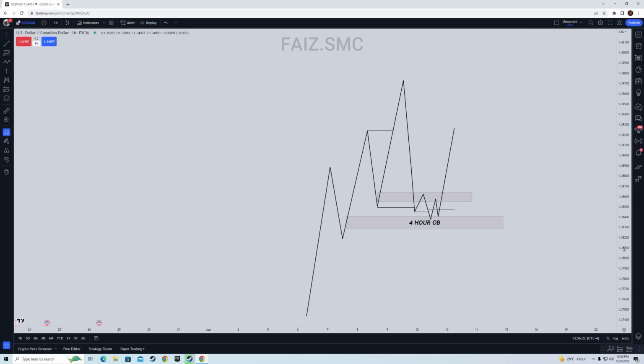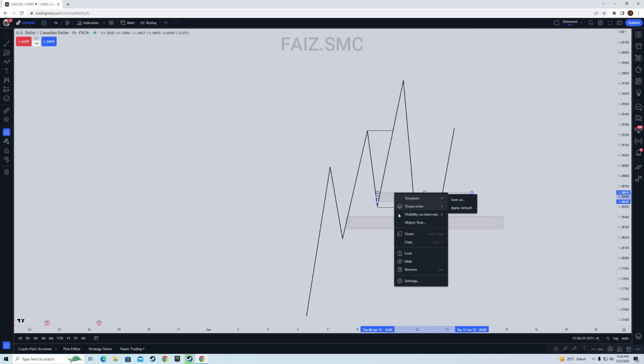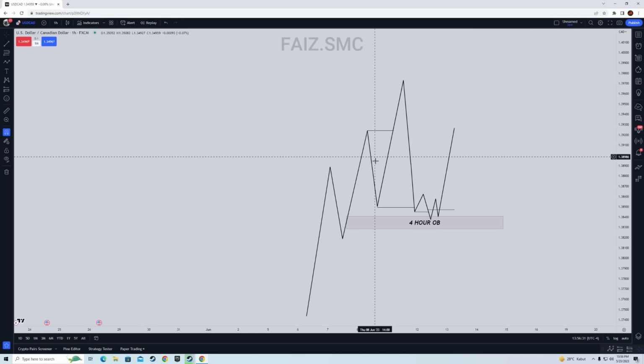Did you understand what I just tried to teach you guys? On the 4-hour time frame, you have a continuation turtle soup pattern. So let me remove this, right? A, B, C, D, right?